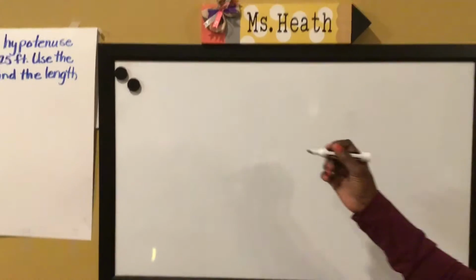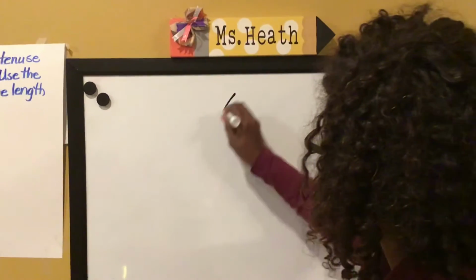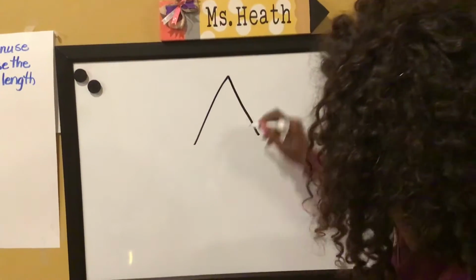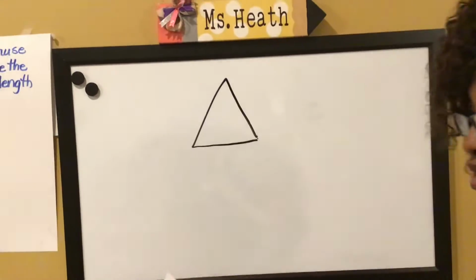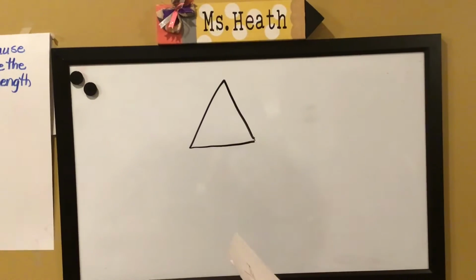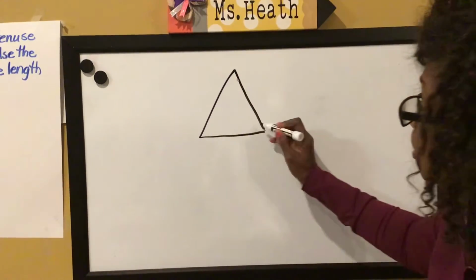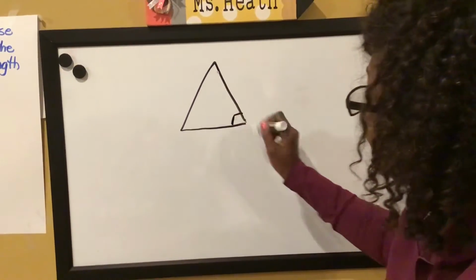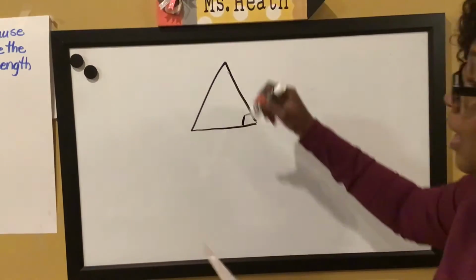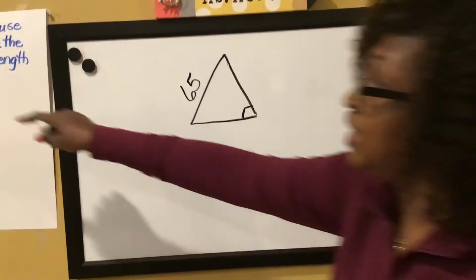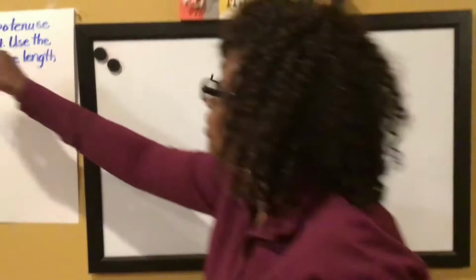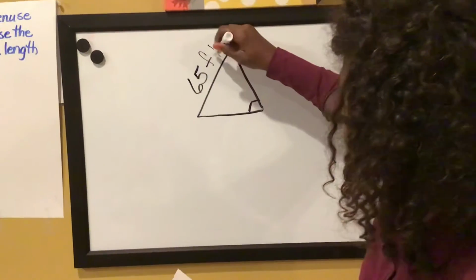So we're going to draw our triangle. And we're going to label the hypotenuse. Remember I told you the hypotenuse is on the opposite side. Here's your right angle. And the hypotenuse is this longest side over here. And it tells us here that this is 65 feet. So we're going to label that 65 feet.